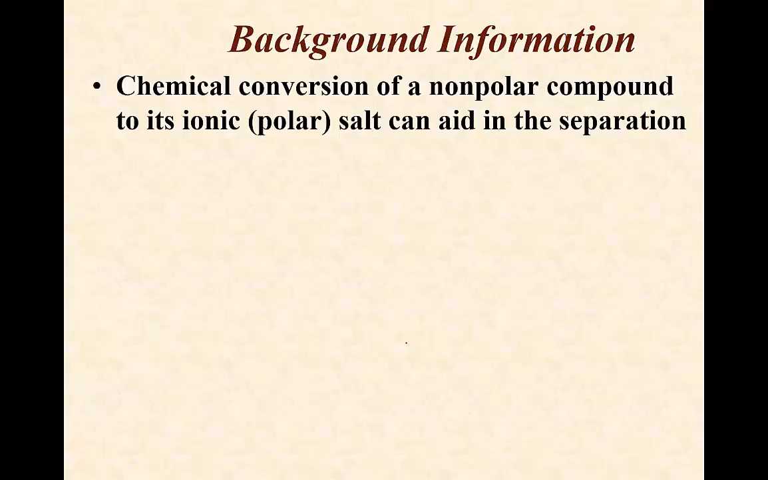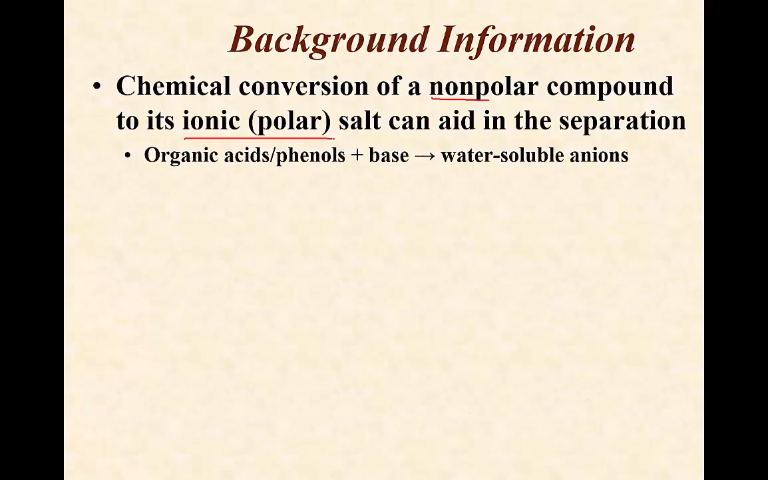Now when you start out, all of your compounds are going to be organic compounds that tend to be fairly nonpolar. What we want to do is take one of those nonpolar compounds and convert it to a very polar compound in the form of its ionic salt. And we can do that through a little bit of acid-base chemistry. Now this is getting a little bit ahead of where you are in lecture.